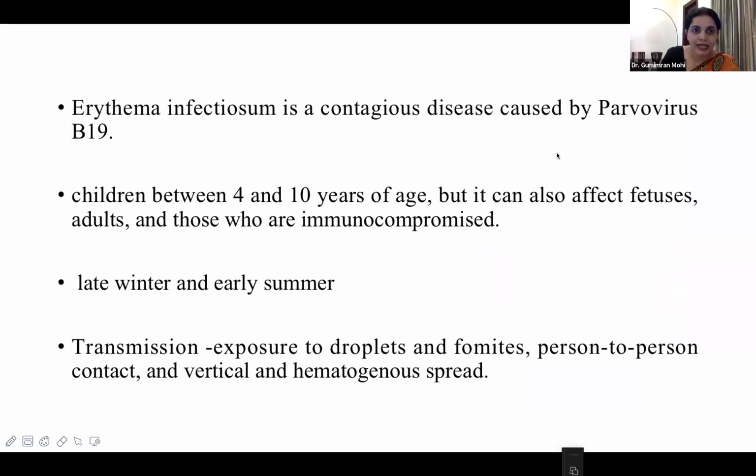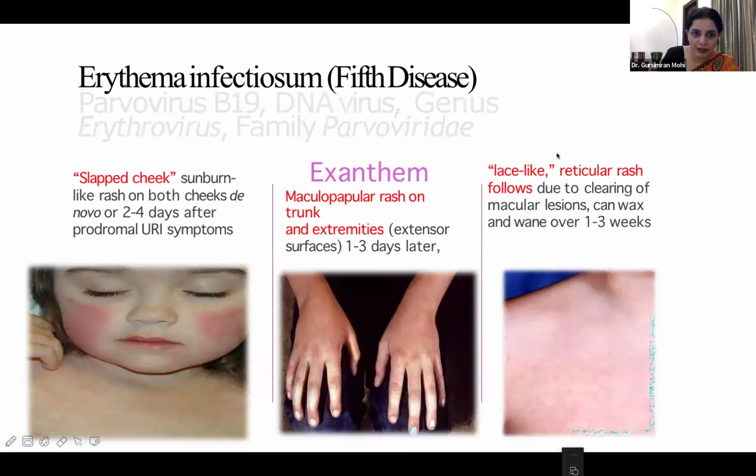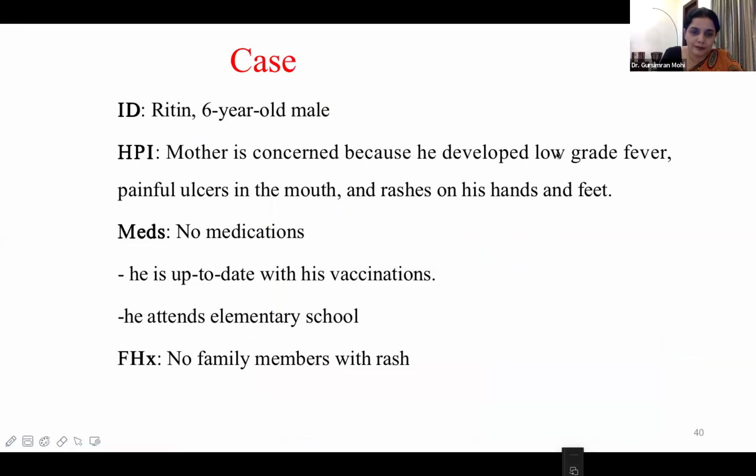Typically, it occurs at 4 to 10 years of age, and there is the slapped cheek appearance. Then there is exanthem, that is a maculopapular rash on trunk and extremities. And when the disease wanes, there is a lace-like reticular rash on the body. So it is typical of erythema infectiosum, the slapped cheek appearance. Measles, rubella, and then parvovirus B19.